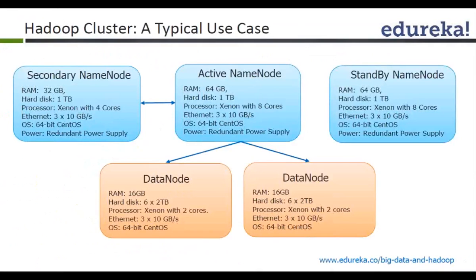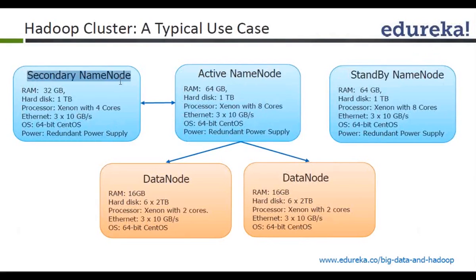So this is the hardware configuration that you should have. This is a sample configuration from an actual production environment. So you can see over here, your active name node has got 64 gigs of RAM. It has got less hard disk, 1 terabyte. The processor is Xeon with 8 cores. It has got an Ethernet, and it has got a redundant power supply. Then you have got a passive. The passive is also called a standby name node, because at one point of time you can have only one name node in active state. That will also have the same configuration as that of the active name node.